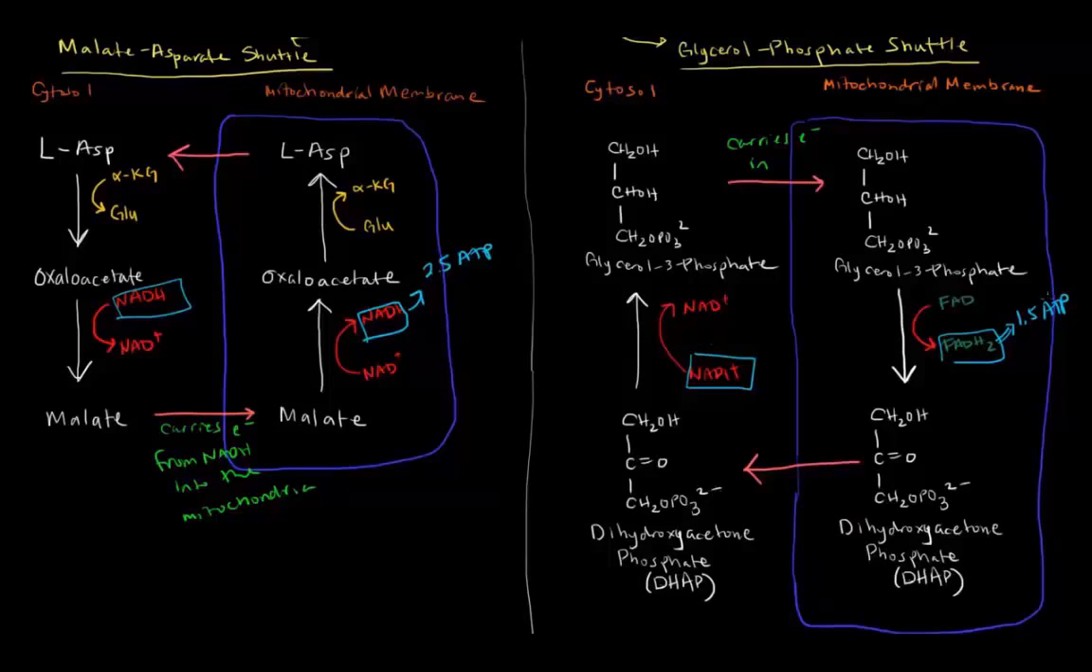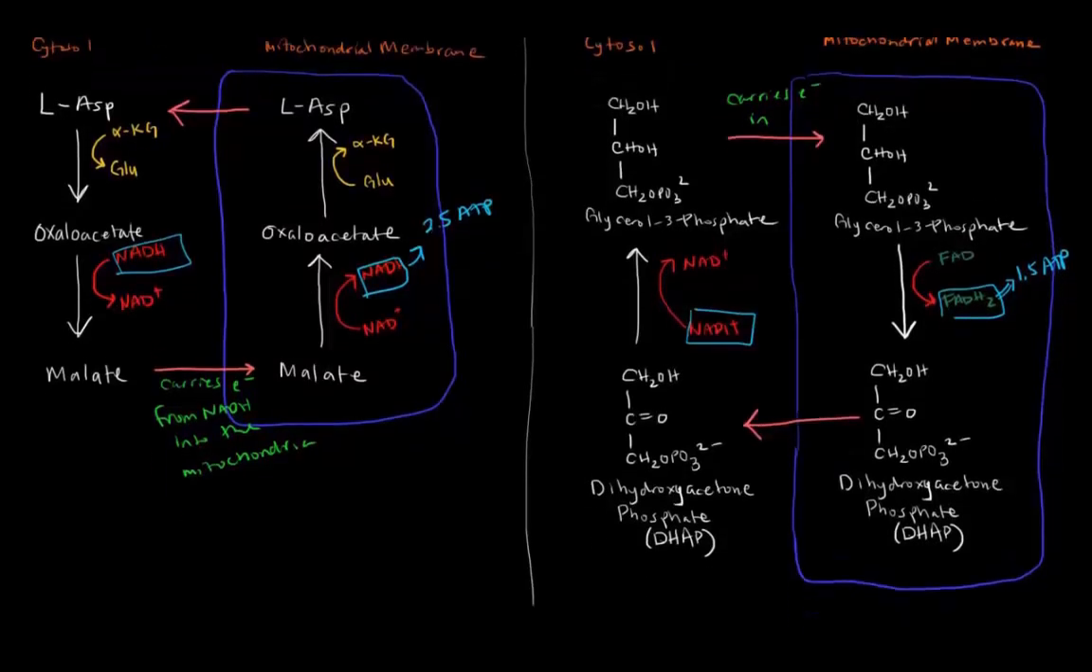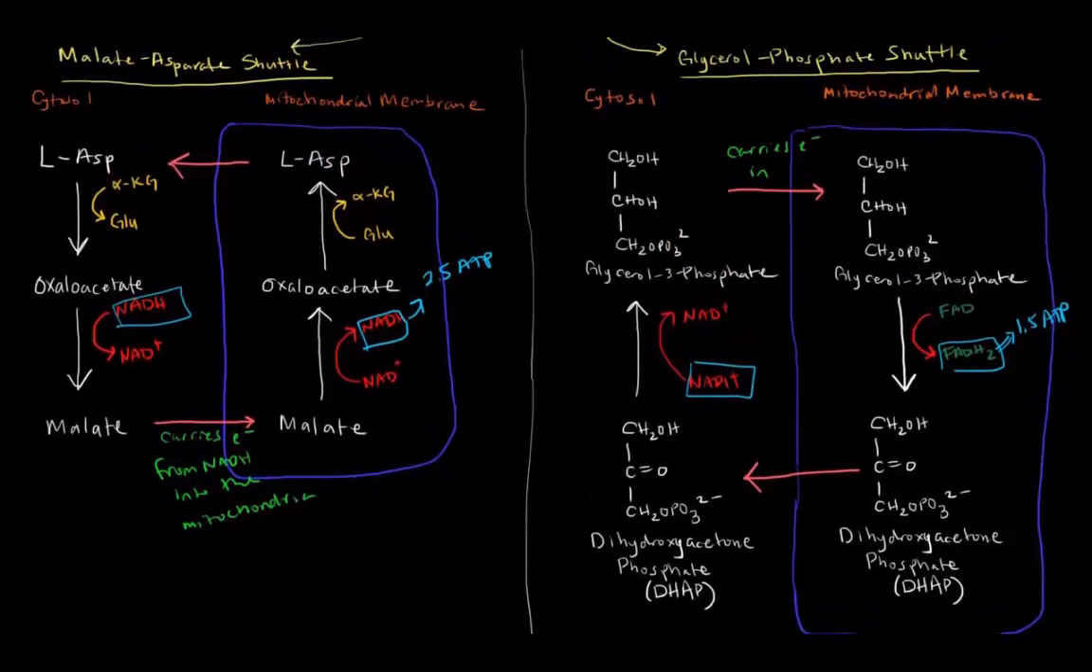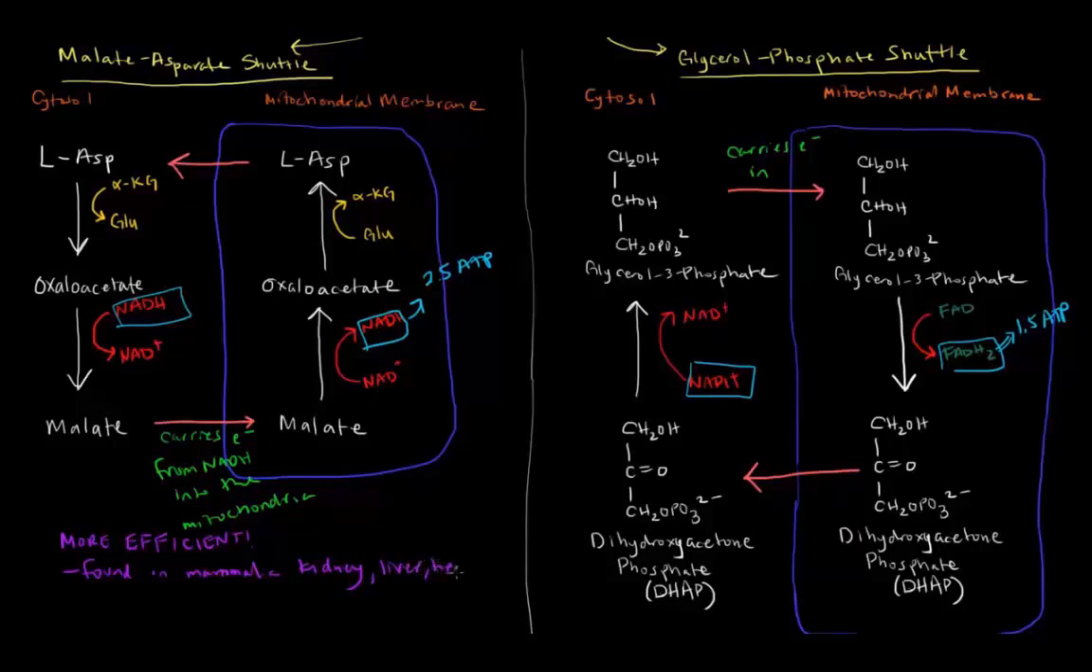So this is the reason why the NADHs in glycolysis can be worth 1.5 or 2.5 ATP, depending on which shuttle they actually go through. So clearly the malate aspartate shuttle is the more efficient one, more energy efficient. This is actually found in the mammalian kidney, the liver, and the heart. So clearly, it's the more efficient one.